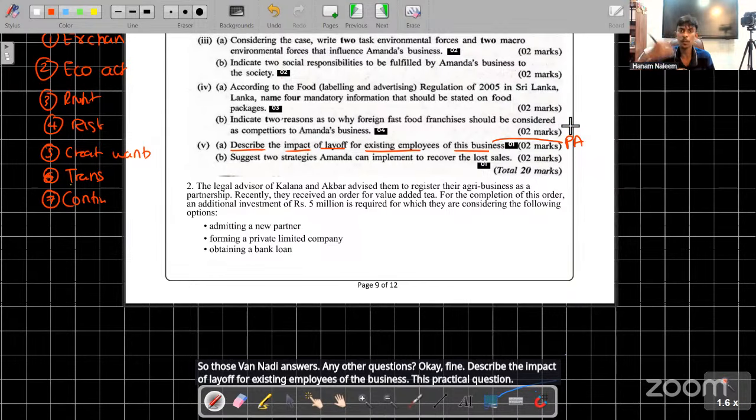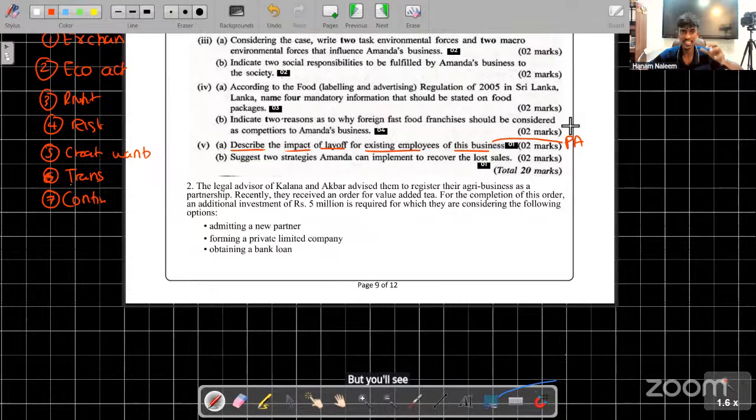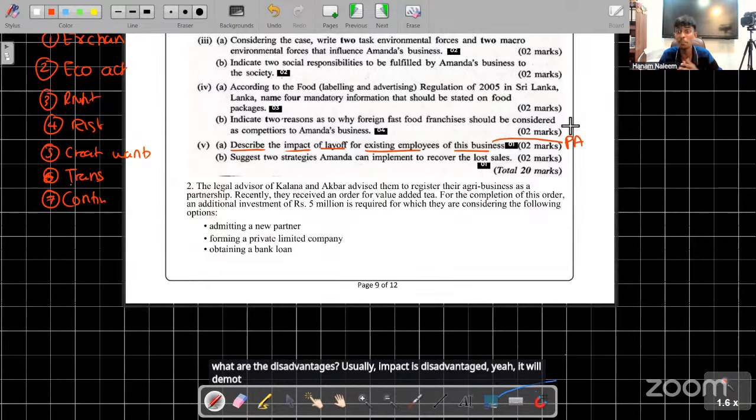Layoff means removing the employee. So think practically and tell me, what are the disadvantages you face when you remove employees from your organization? What do you all say? What are the disadvantages? Usually the impact is the disadvantage. Yeah, it will demotivate the other employees.